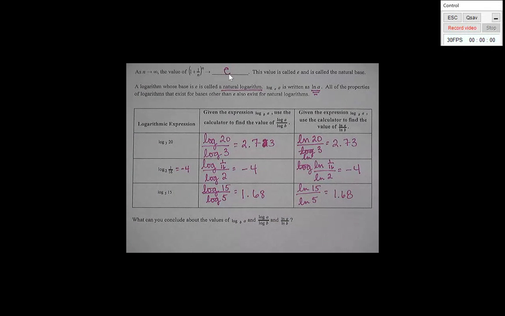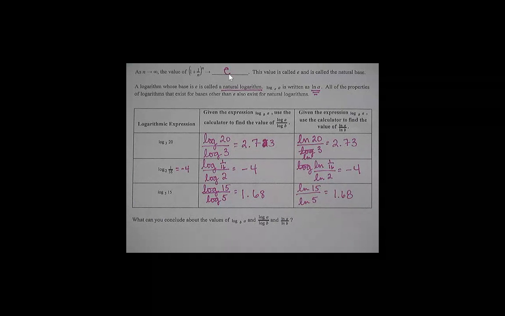All right, so it says, what can you conclude about the values of log base b of a and log a divided by log b using base 10s and log a divided by log b using natural logs? And I think we can see that they're all going to be equivalent. So you could take the log of any base. You could use the change of base formula and write it with common logs or natural logs.